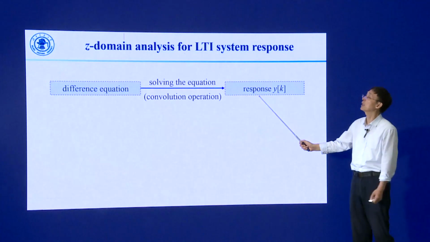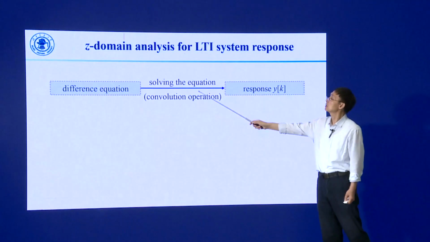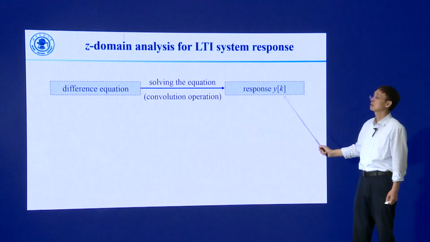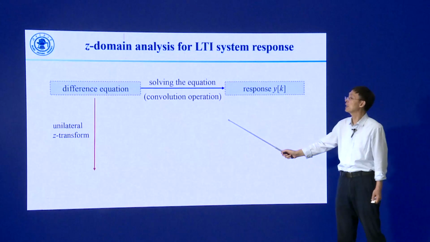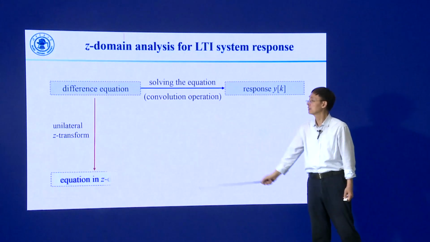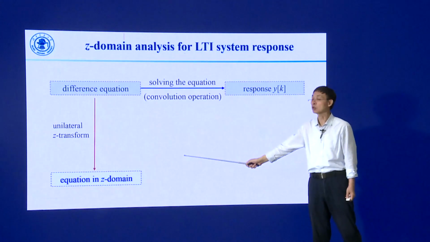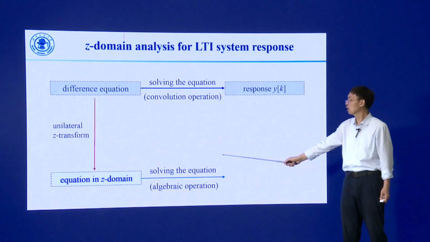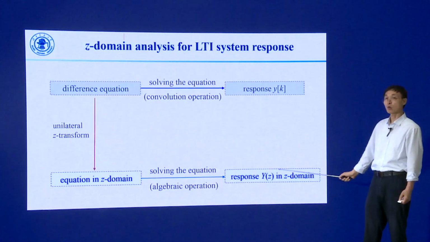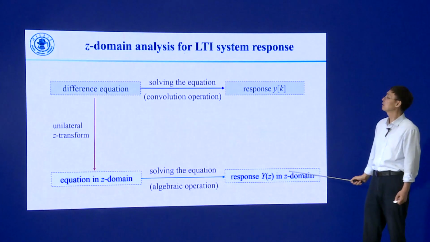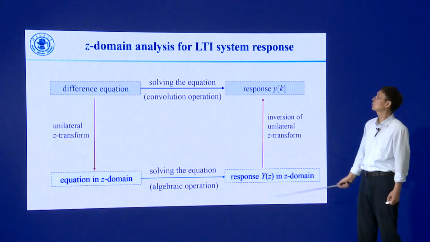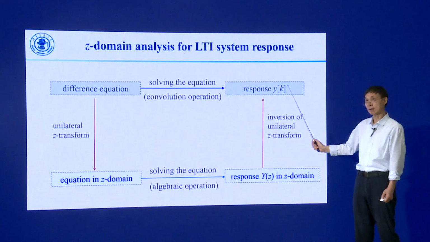In time domain, we use a difference equation to get the response. In Z domain, we use this difference equation to get its equation in Z domain. Then we solve this equation to get the response Y(z) in Z domain. Then by the inversion of unilateral Z transform, we find its response in time domain.